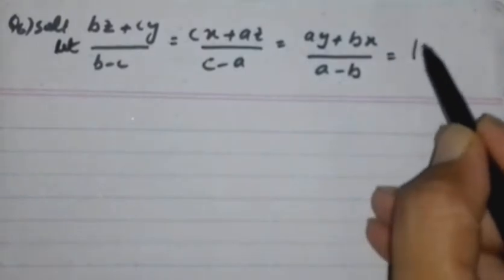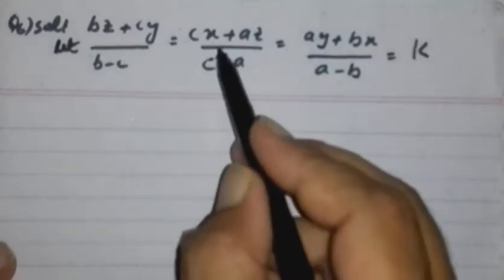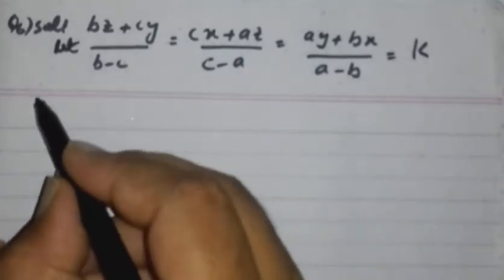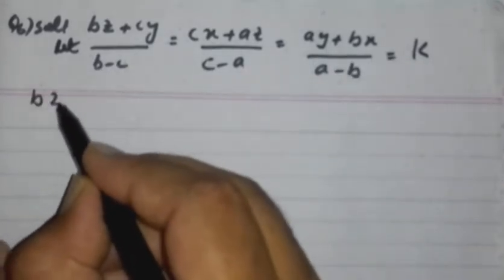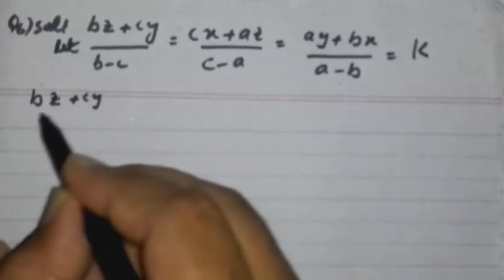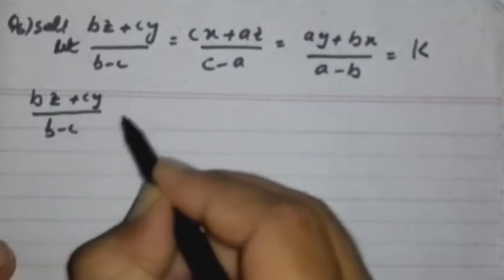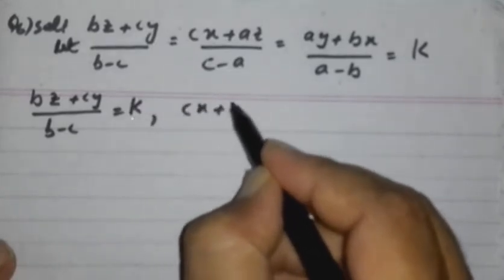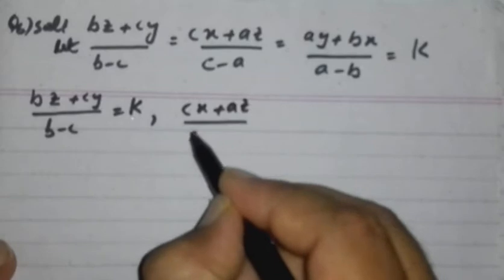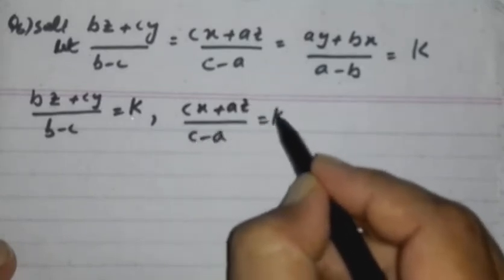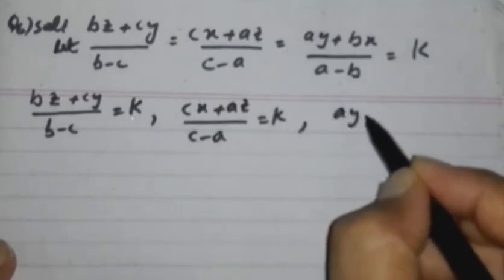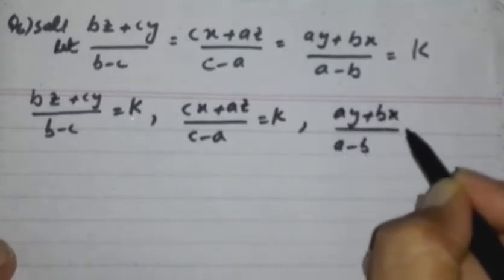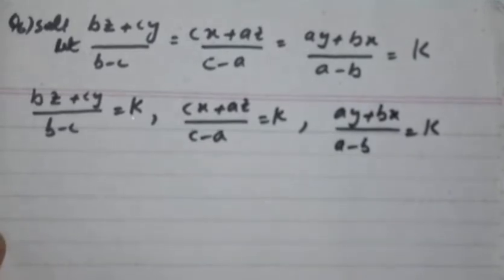this is equal to k. So every one individually will be equal to k. Take it. So we can write it as (bz + cy)/(b − c) = k, (cx + az)/(c − a) = k, and (ay + bx)/(a − b) = k.